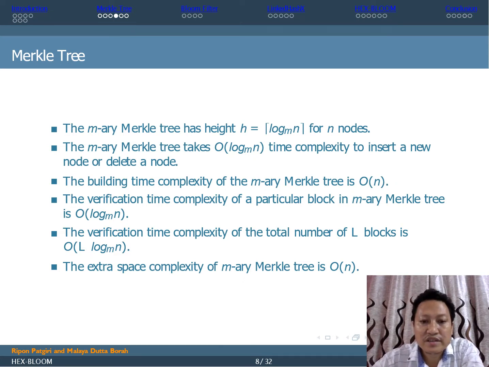An M-array Merkle tree takes O(log n) time complexity to insert a new node or delete a node. The building time complexity of an M-array Merkle tree is O(n). The verification time complexity of a particular block in an M-array Merkle tree is O(log n). The verification time complexity of a total of L blocks is O(L log_M n). The extra space complexity of an M-array Merkle tree is O(n).